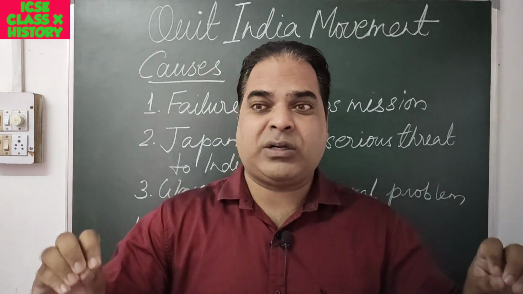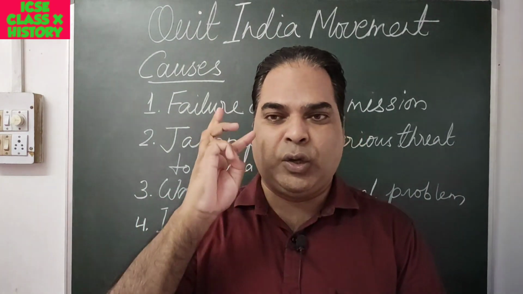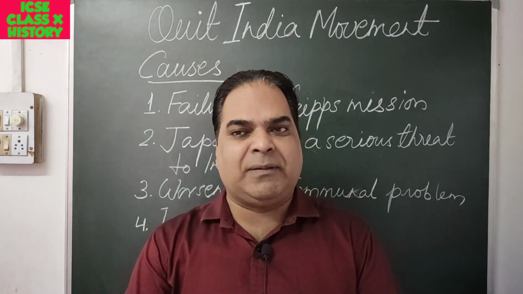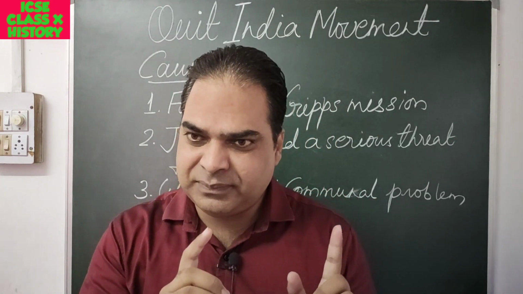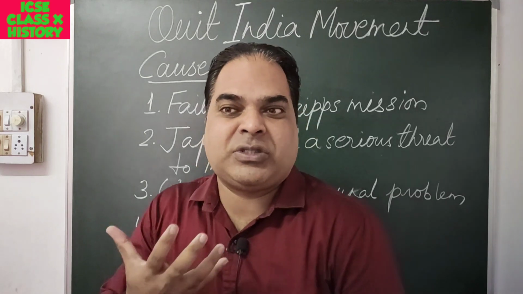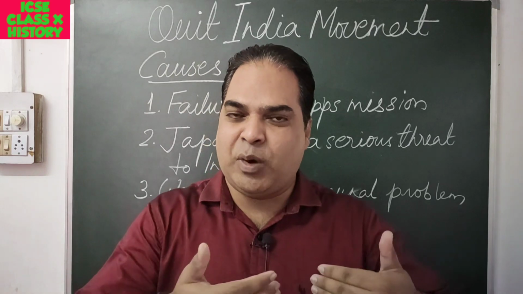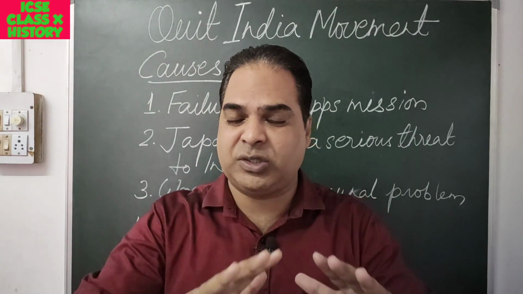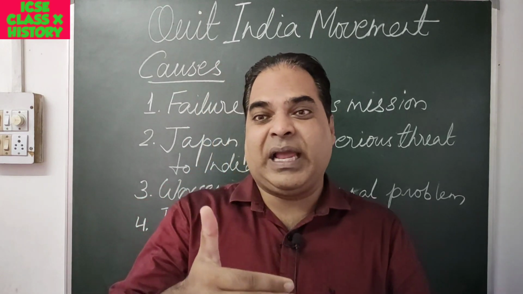The Quit India movement got a massive response from the people of Bombay, Bihar, Gujarat, Odisha, Assam, Bengal and Karnataka. But the response was less in Punjab, Sindh and the North-West Frontier Province. The government decided it needed to suppress this movement, so it mobilized all its resources. Slowly and gradually the movement came to an end.